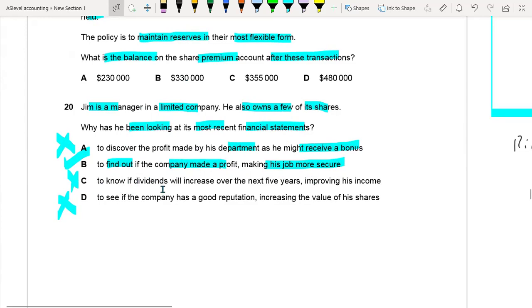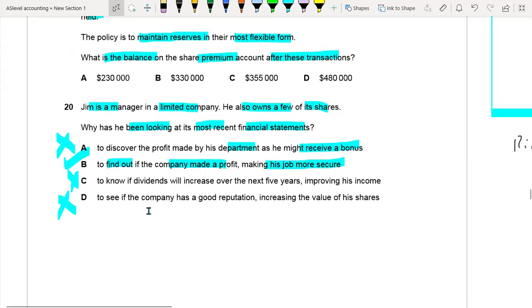Option C, to know if dividends will increase over the next 5 years, improving his income. As a shareholder, Jim would be interested in the company's profitability and future prospects, which can influence dividend payouts. So this can be right, but let's see D.